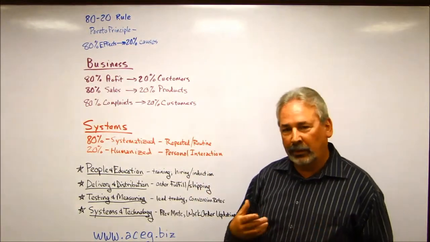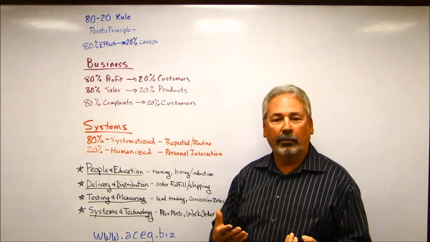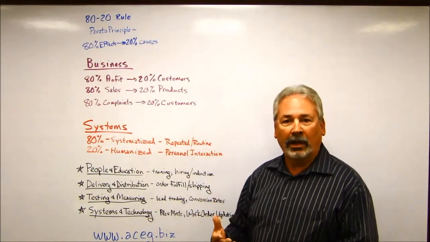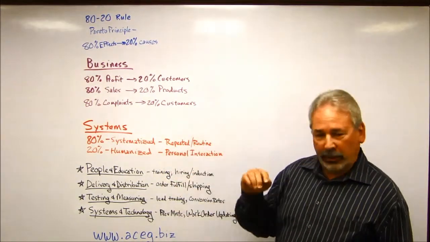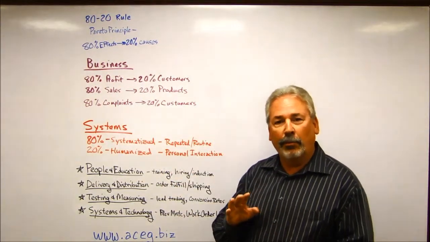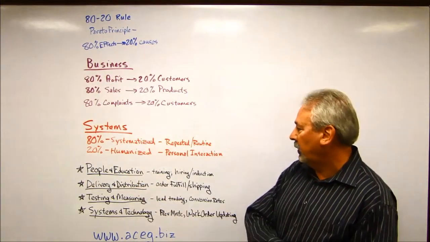Basically, those would be like the personal interaction required. Customer service is a great example of where you would want to have someone involved. When you look inside of your business, there are typically 4 key areas to focus on. The first one would be people and education.